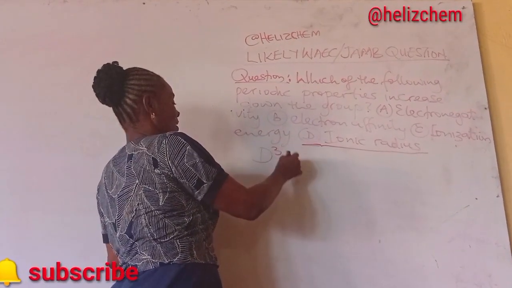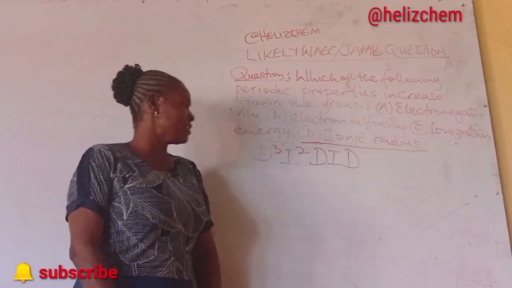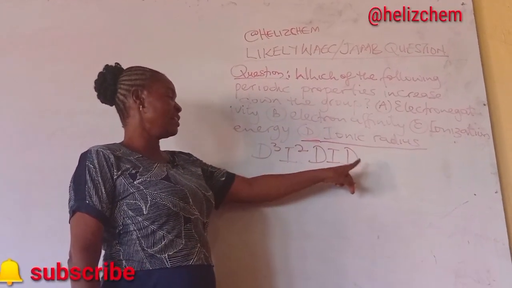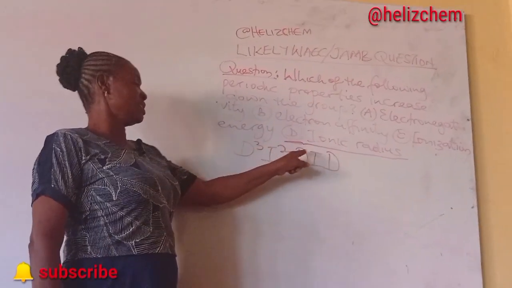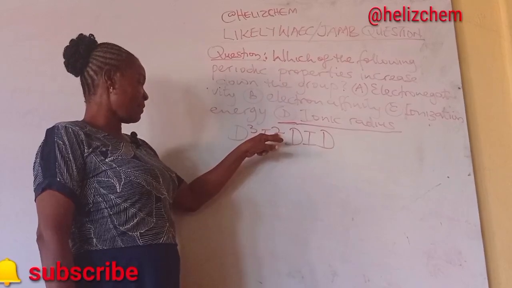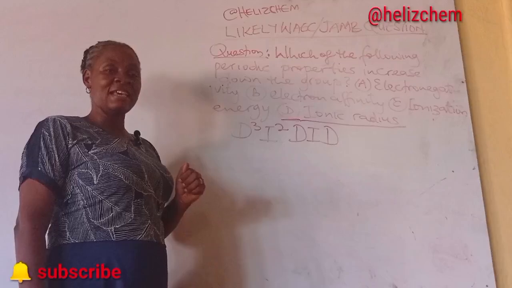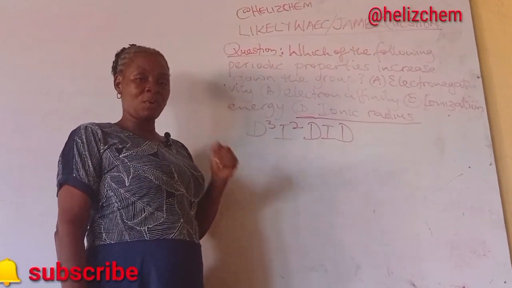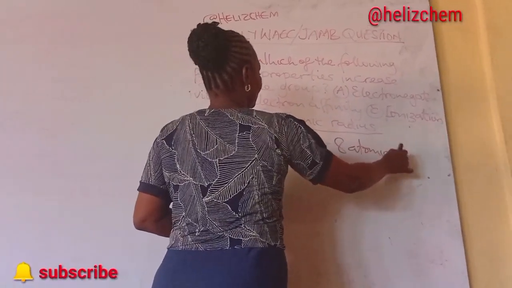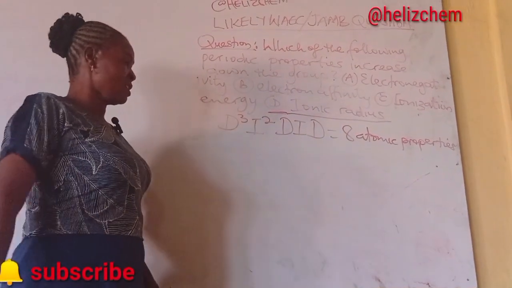D3, I2, DID. What did I call it? D3, I2, DID. If you sum all the indices together, you will discover that 3 plus 2 is 5, plus 1, plus 1, plus 1, making 8 atomic properties. So what we now do is this.